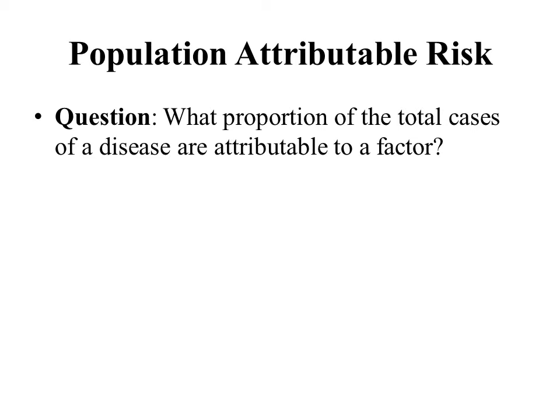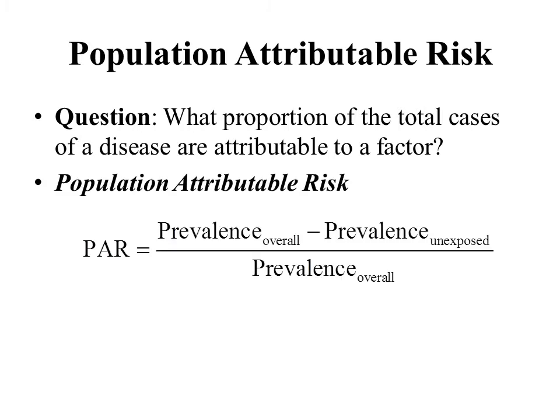The next idea we're going to talk about is called the population attributable risk. And so the question we might ask is, what proportion of the total cases of a disease are attributable to a factor? So if we think back to our last example where we looked at cardiovascular disease and smoking, smokers had a higher prevalence of cardiovascular disease. And so a question we might ask, well, just what proportion of cases of cardiovascular disease are attributable to that factor of smoking?